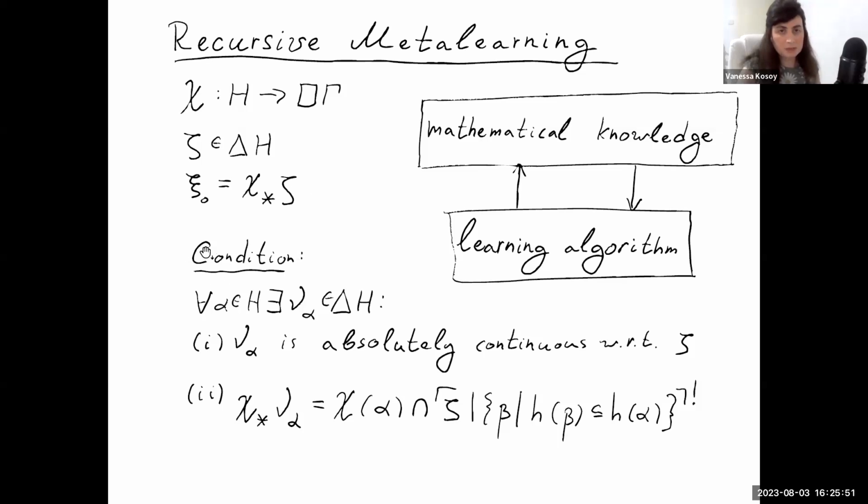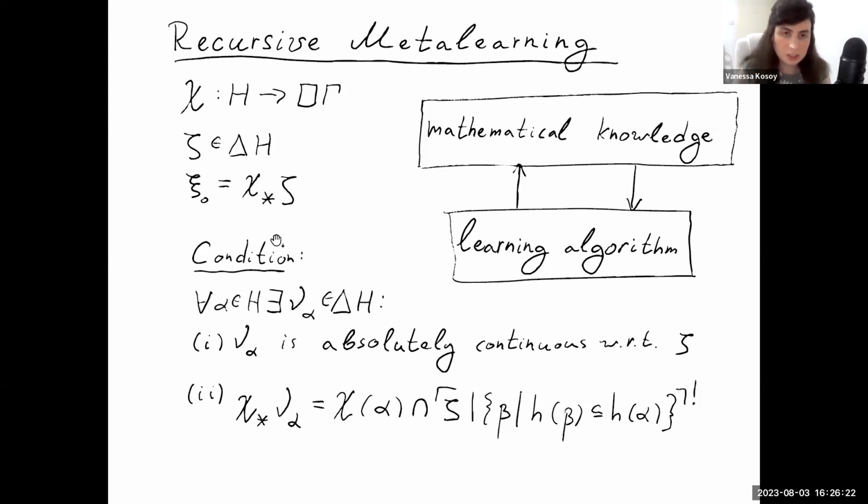And now we're going to have some condition. And the claim I'm making here is, if an agent managed to somehow efficiently learn a prior which satisfies this condition, and this is a condition on the prior, then this agent is recursively meta-learning. Then this agent is able to use any knowledge it learns about programs, computations, to optimize its process of learning further knowledge about computation.